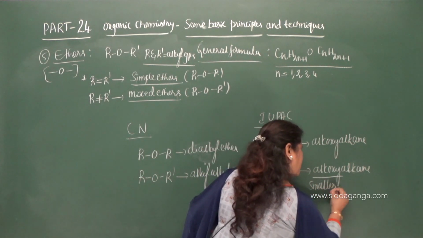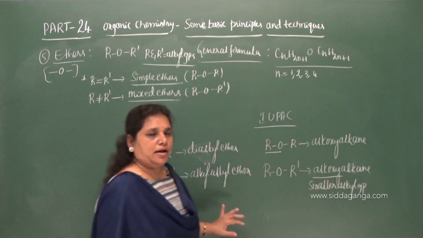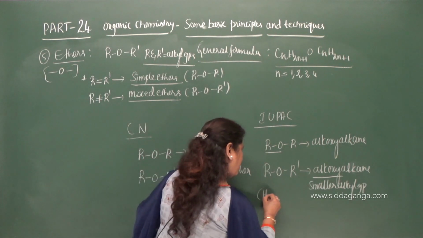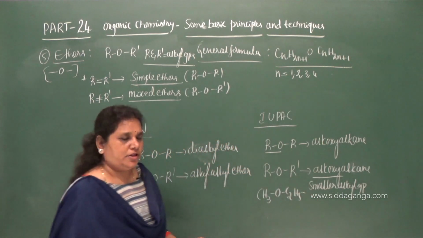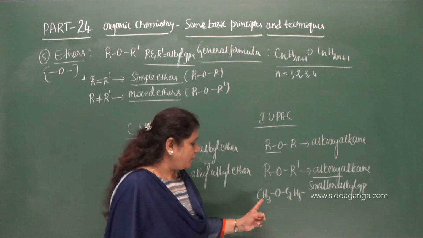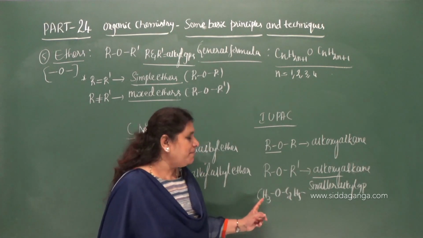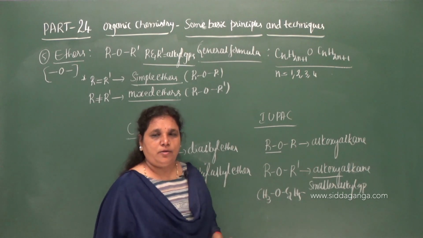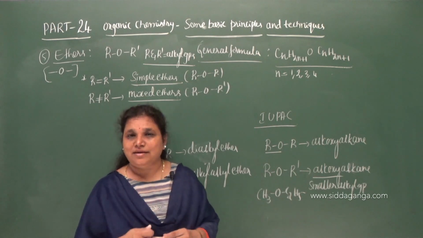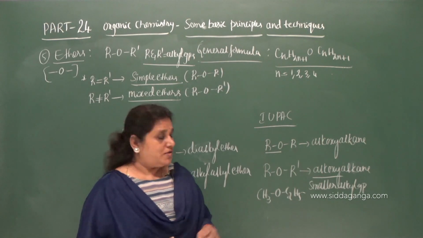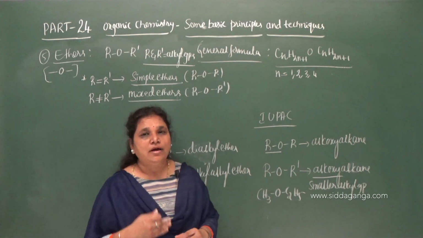You have to consider the smaller alkyl group. I'll give the example here. CH3OC2H5. You know these two alkyl groups are different, so one is methyl, the other is ethyl. Which one is the smaller alkyl group? Methyl is the smaller alkyl group. What do you mean by smaller alkyl group? Alkyl group containing less number of carbon atoms. Clear? So alkyl groups containing fewer carbon atoms are called smaller alkyl groups.